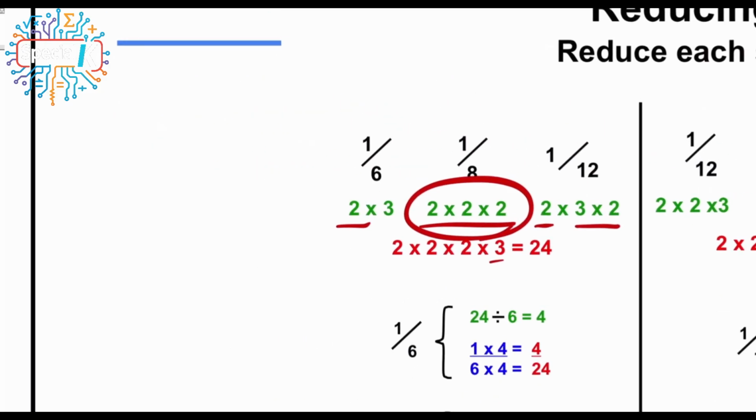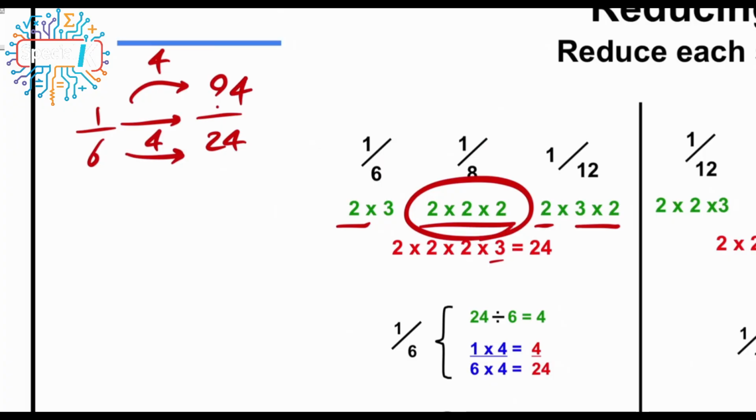So what can I do right now? Again, remember the LCD is the number that if you divide it by all of those denominators, 6, 8, and 12, you'll have a perfect division. So I would like to convert 1 over 6 to what? To question mark divided by 24. What is the number that if you multiply by 6, you're going to get 24? That number is 4. Do the same thing for the numerator. 1 by 4, 4 divided by 24, bam, I got it.